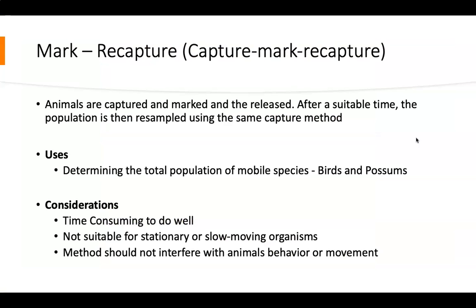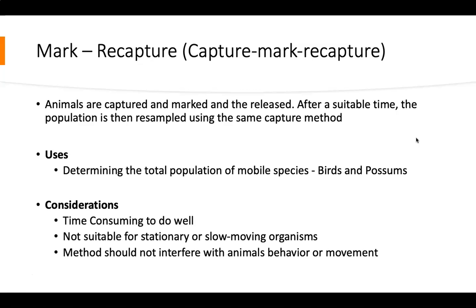So animals are captured, they're marked and then they're released. And then after a set period of time, the population is then resampled. And we use the same capture method. They might use nets, they might use other ways to capture, in this case, the birds or the currawong. And based on how many they recapture, how many of those they've marked that they then recapture, that can give us an idea of the total number of organisms or birds or animals in that particular area.